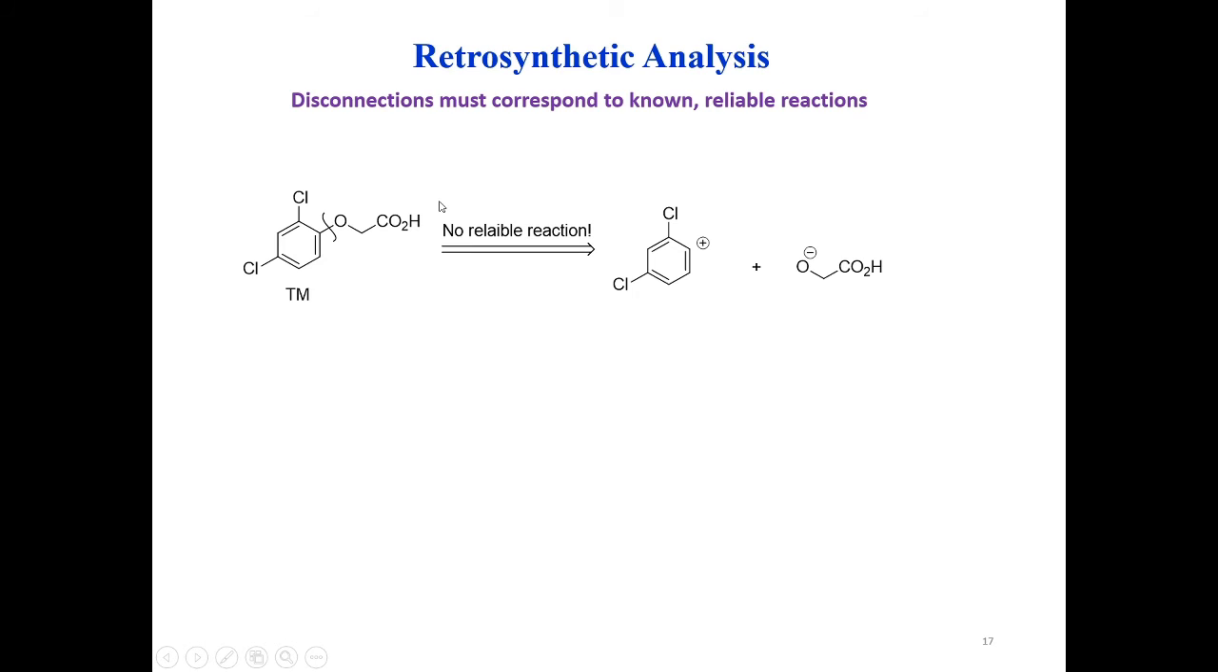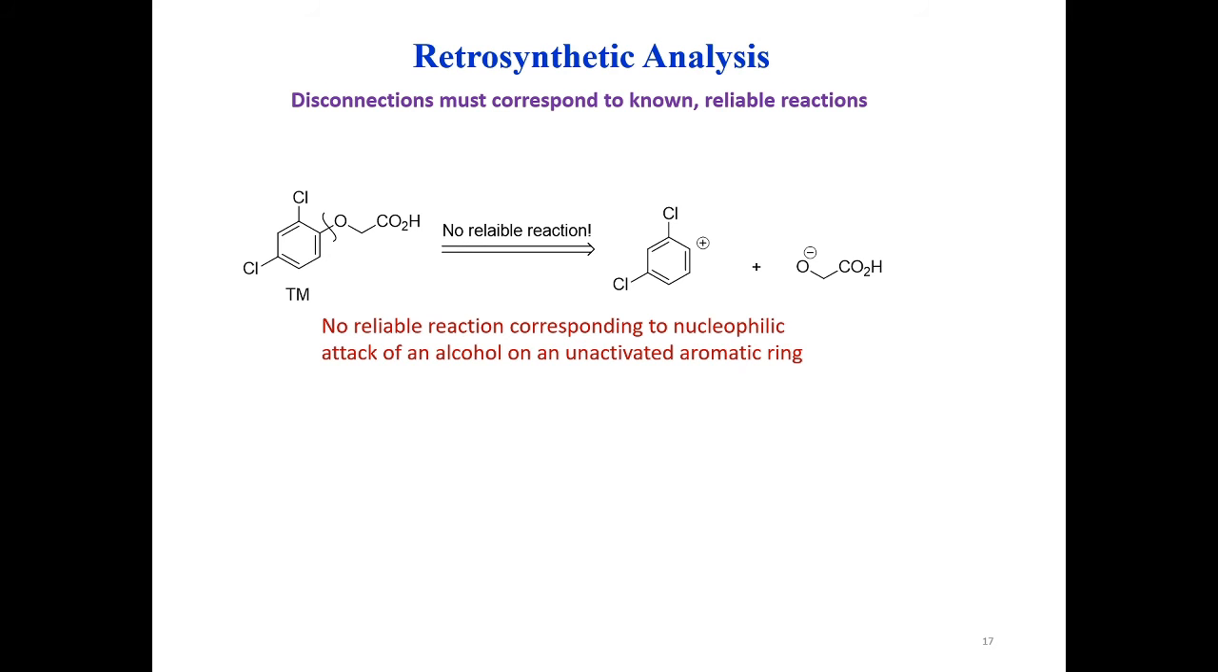So we must use reliable and known reactions. There is no reliable reaction corresponding to nucleophilic attack of alcohol. Basically this corresponds to the alcohol, and this will have Cl or any halide over here. So there is no reliable reaction corresponding to nucleophilic attack of this alcohol on this unactivated aromatic ring.